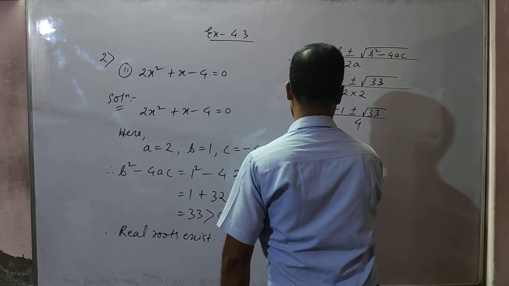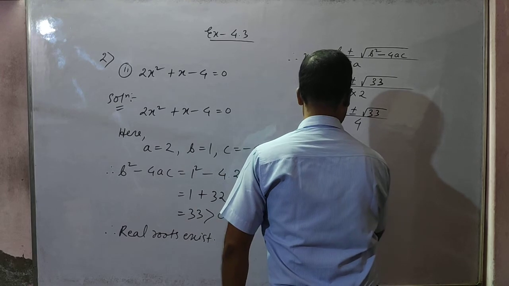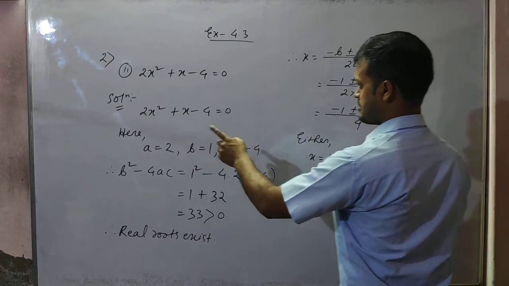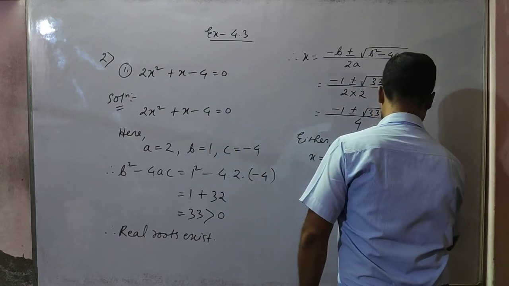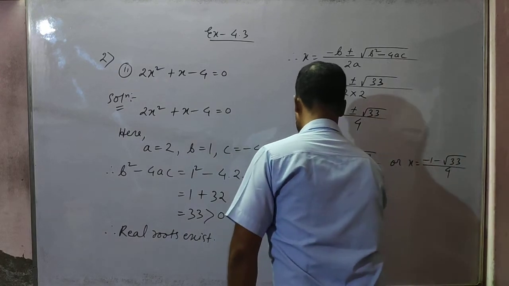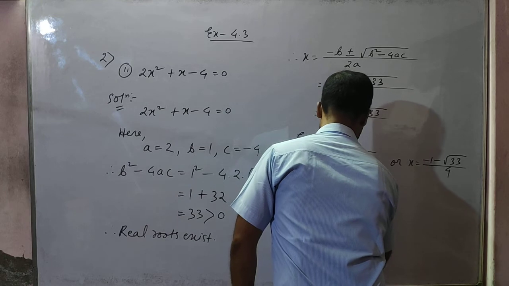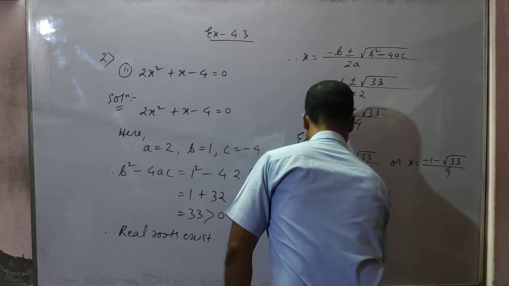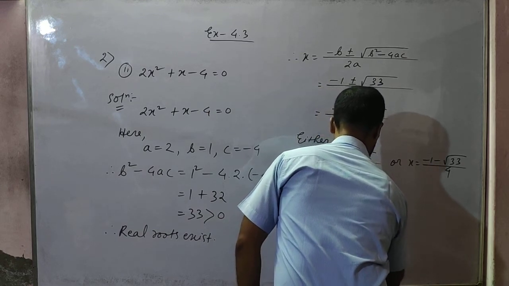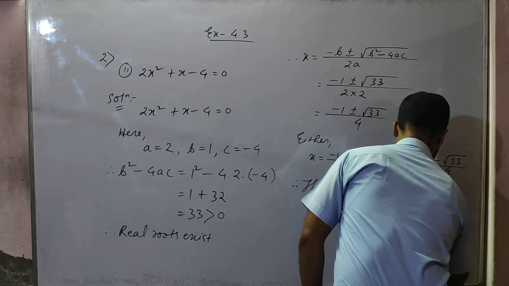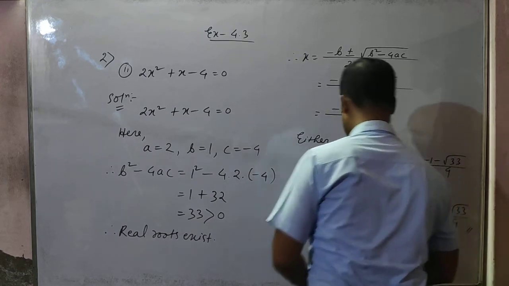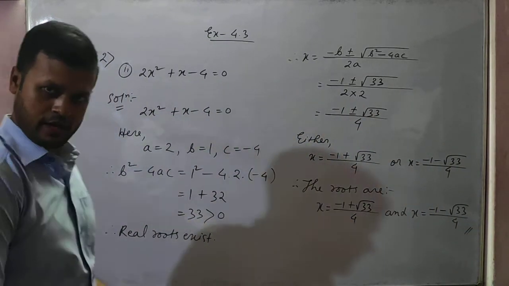Either x is equal to minus 1 plus root over 33 by 4, or x is equal to minus 1 minus root over 33 by 4. Therefore, the roots are x is equal to minus 1 plus root over 33 by 4 and x is equal to minus 1 minus root over 33 by 4. Is it okay?